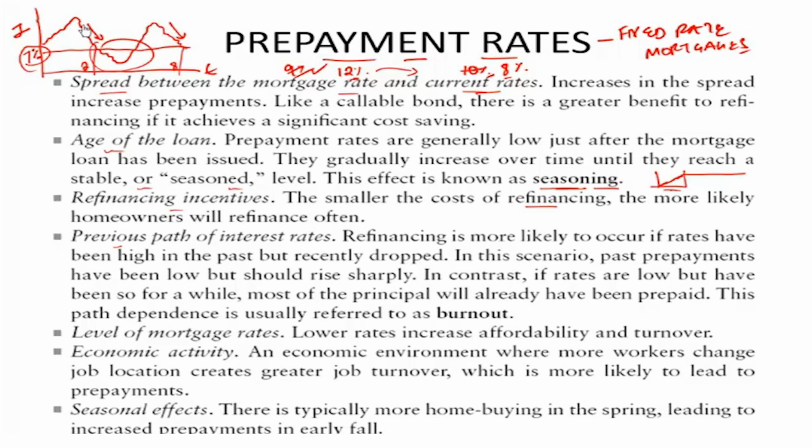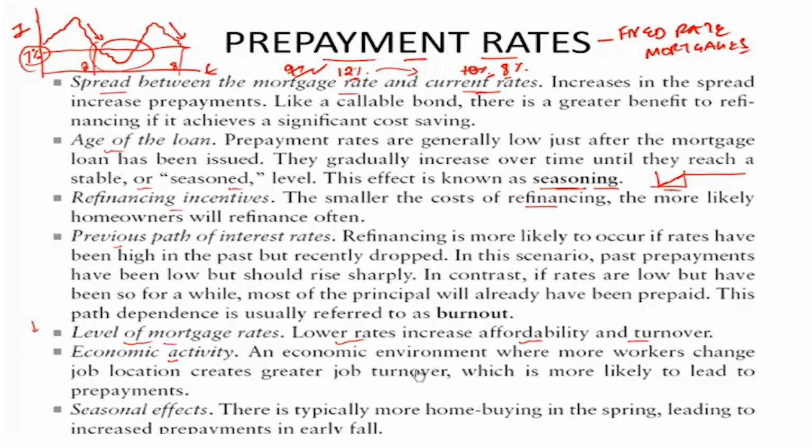So the first time the rates correct, the prepayments and the refinancing would be higher. So the path of the interest rates also makes a difference. The level of the mortgage rates makes an impact. That is, if interest rates are low, then affordability would be higher, and we've seen people buy and sell more houses, and hence more prepayments and refinancing also happen. So when the absolute level of the mortgage rates are lower, prepayments and refinancing is higher.